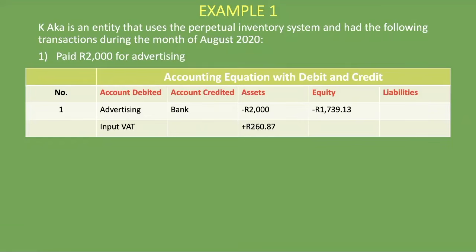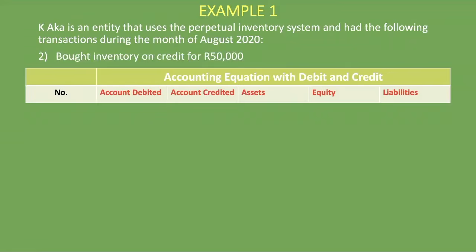Now, let's do the second one. We've just completed the first one. The second one says we bought inventory on credit for 50,000 Rand. Now, I'm not going to go into detail explaining what the perpetual inventory system does and how it works and how you record it, but you should know that the perpetual inventory system records the movement of inventory after every transaction. Now, we've done extensive lessons on the perpetual inventory system.